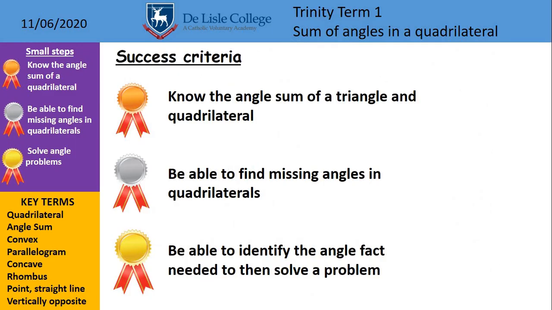Okay, so today we're going to know the angle sums of triangles and quadrilaterals. When we say sum, that means adding them all together, what the total is going to be. We'll be able to find some missing angles in quadrilaterals, and be able to identify the angle fact needed to solve some more complex problems later on.